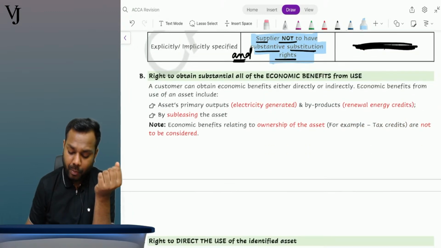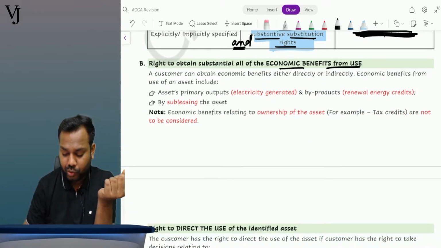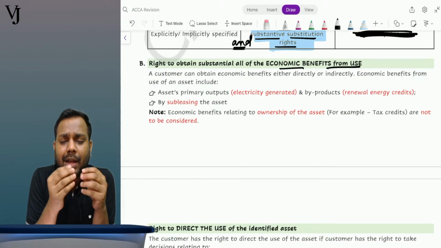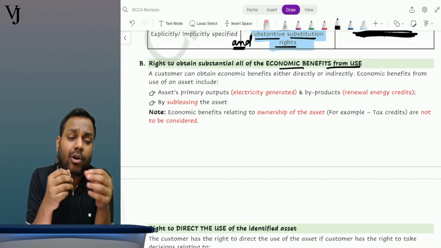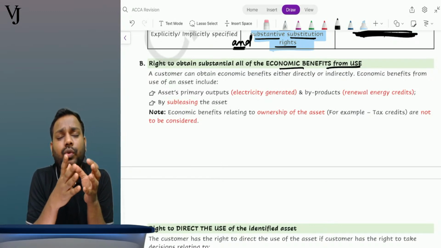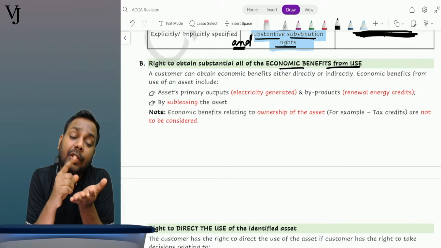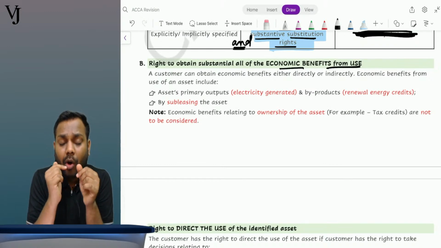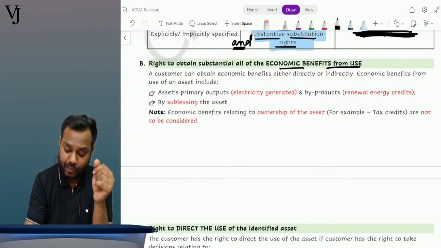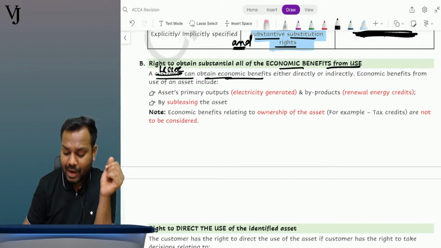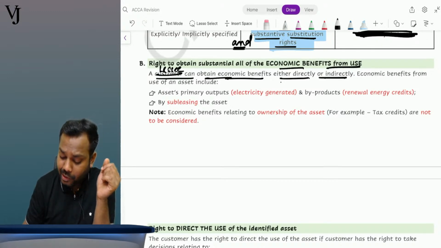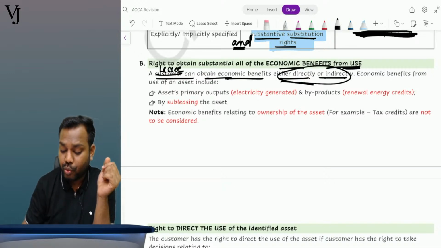Now, right to obtain substantially all the economic benefits from use. Tell me, under the lease contract, have I got the right to use or the right to ownership? I have got the right to use. So the standard says that you will get all the benefits from using the asset, not from ownership. A customer, meaning the lessee, can obtain economic benefits either directly or indirectly. Now these benefits should be from use only. You cannot get the benefits from ownership of the asset.